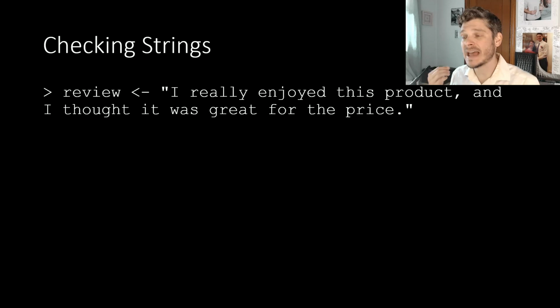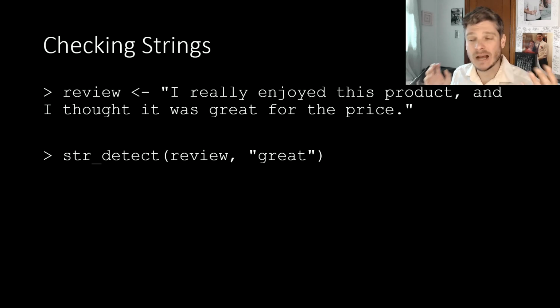So let's take an example. Let's say I have a review, stored in the variable review. I have the entire sentence in quotes: I really enjoyed this product, and I thought it was great for the price. And I want to see, well, is this a positive review or not? Because R does not understand what a human means. That's not how humans and computers really can talk. Computers don't necessarily understand natural language.